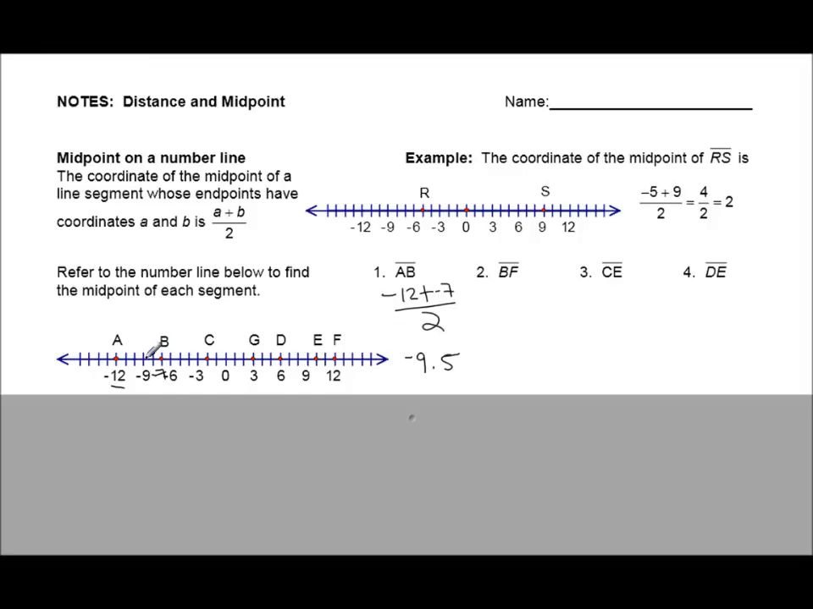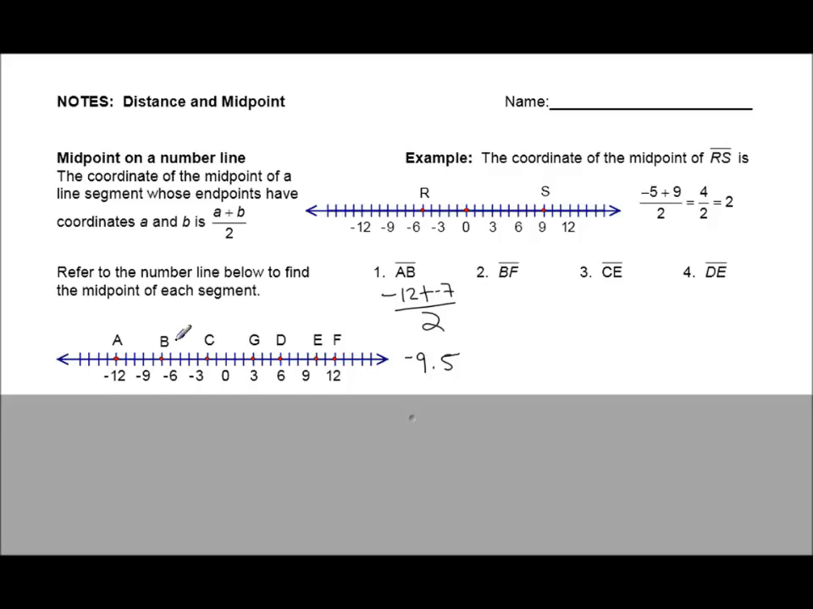And if we look, negative 9.5 is about right here. So we should be able to plot it and see that it does look like it's directly in the middle of A and B. But you shouldn't have to use your calculator when you're doing simple calculations like this.